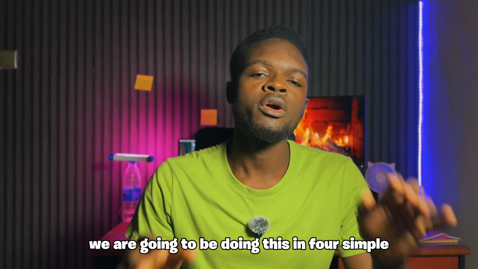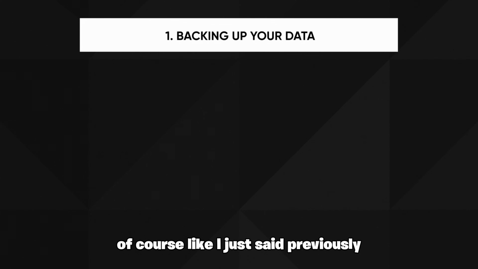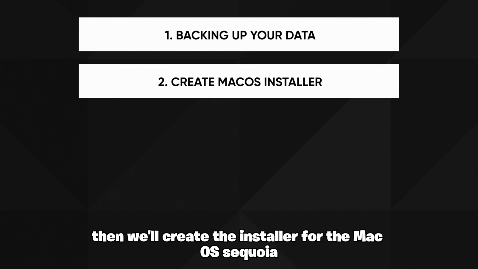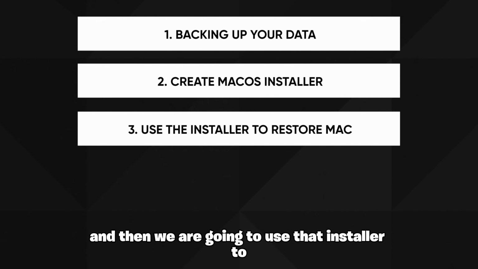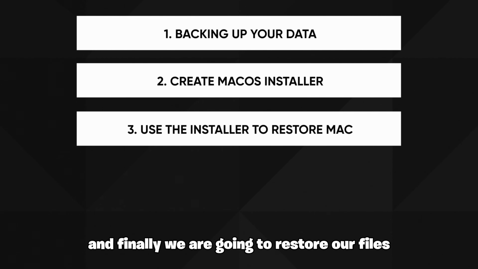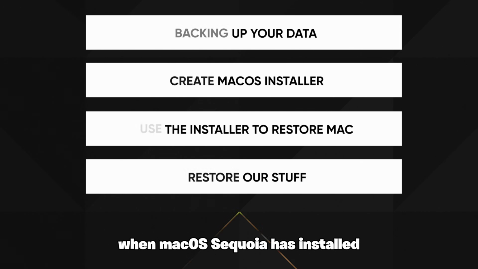Very important. We are going to be doing this in 4 simple, straightforward steps. Backing up, of course, like I just said previously. Then we'll create the installer for macOS Sequoia, and then we are going to use that installer to install macOS Sequoia, and finally we are going to restore our files when macOS Sequoia has installed.